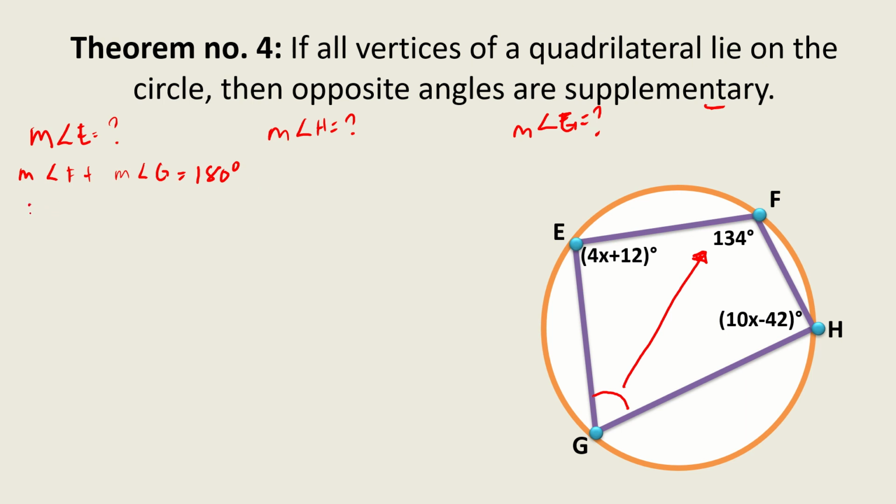So, measure ni angle F ay may binigay, so 134 degrees plus the measure of angle G na hinahanap natin is equal to 180 degrees. So, lipat sa kabila ulit. So, the measure of angle G is equal to 180 degrees minus 134 degrees. 180 minus 134 is 46 degrees. So, we have the measure of angle G is 46 degrees.